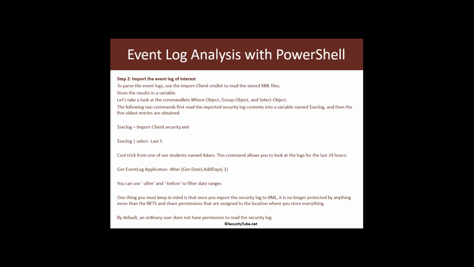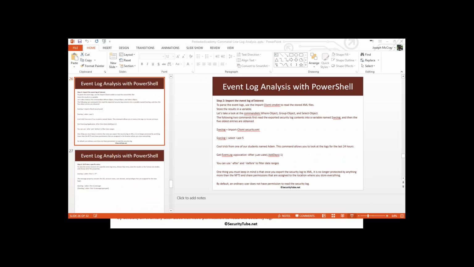Now, one of my students, his name is Adam, he showed me a really cool trick in my last class. I thought this was freaking amazing. He says, okay, let's say you want to do a Get-EventLog application. So this snatches the application logs, but you want that after Get-Date .AddDays(-1). So you can use this before and after to filter date ranges. So this way you can get just the logs for the last 24 hours and get just the application logs for the last 24 hours. I thought that was a really cool trick.